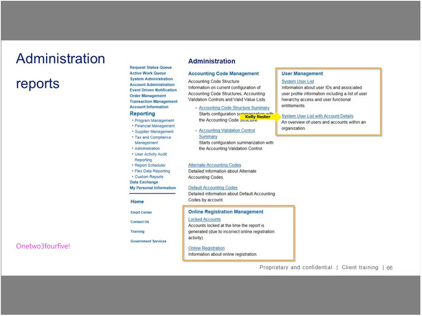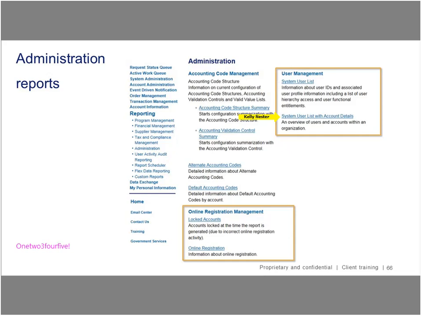Okay, I think we're caught up on questions. So let's go ahead and go back to talking about reports. Again, the system user list is the basic version of your system users. It would show their names and statuses, things of that nature. And the system user list with details will show any accounts that are assigned to that user.